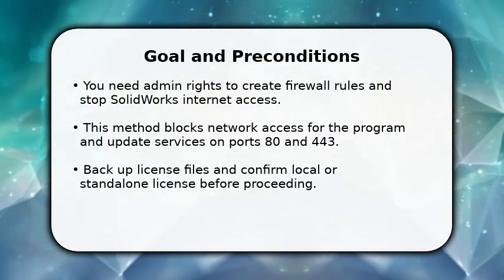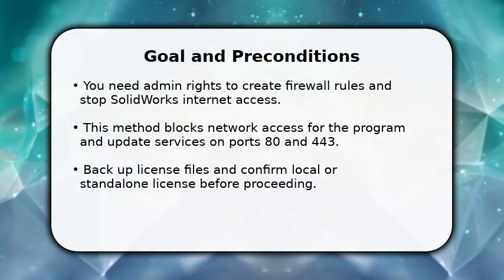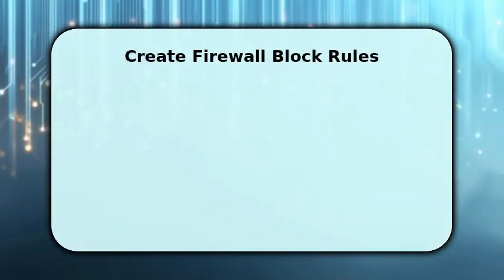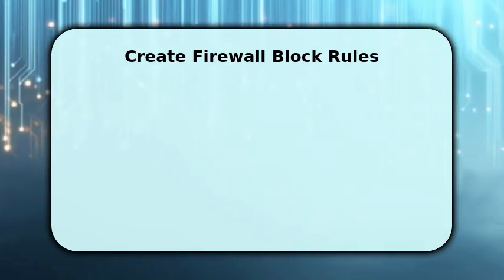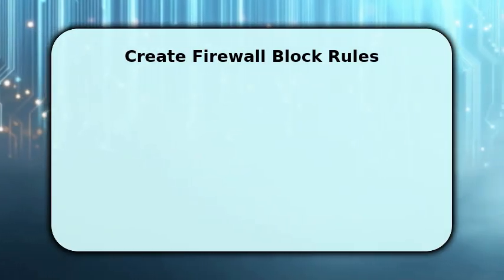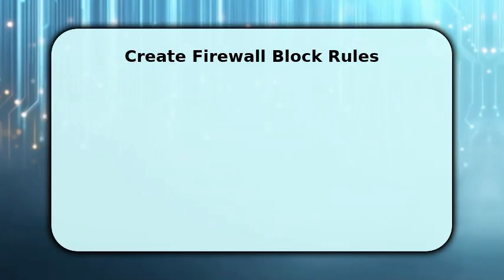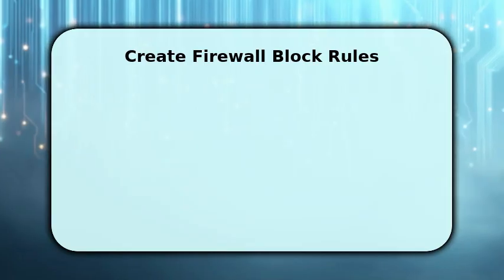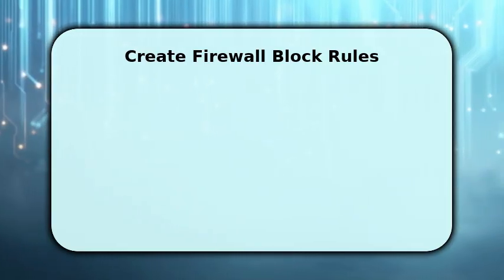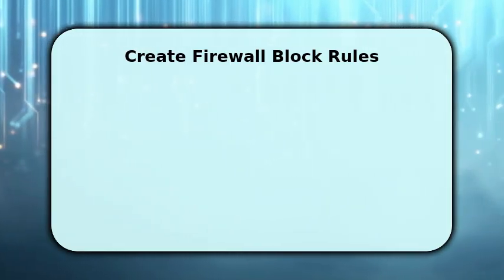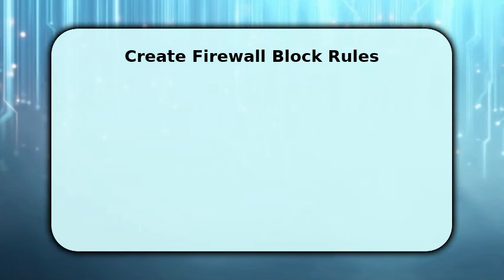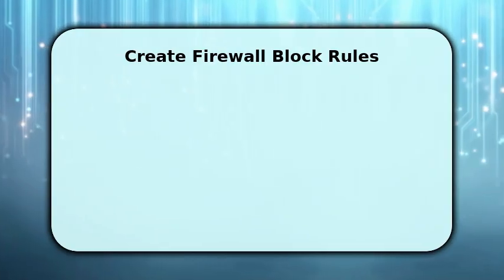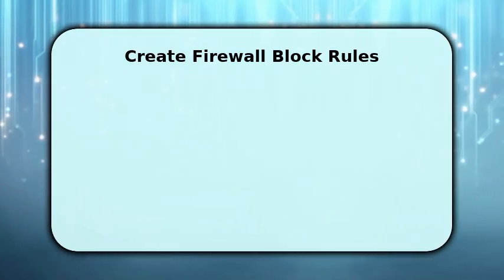Open Windows Firewall with Advanced Security using WF.MSC or Windows Search to start. Choose Outbound Rules and click New Rule to begin a program rule creation. Point the rule to C:\Program Files\SolidWorks Corp\SolidWorks\SLDWorks.EXE and choose Block the connection when prompted. Repeat for C:\Program Files\SolidWorks Corp\SolidWorks\SolidWorks Update Service.EXE and any launcher executables.